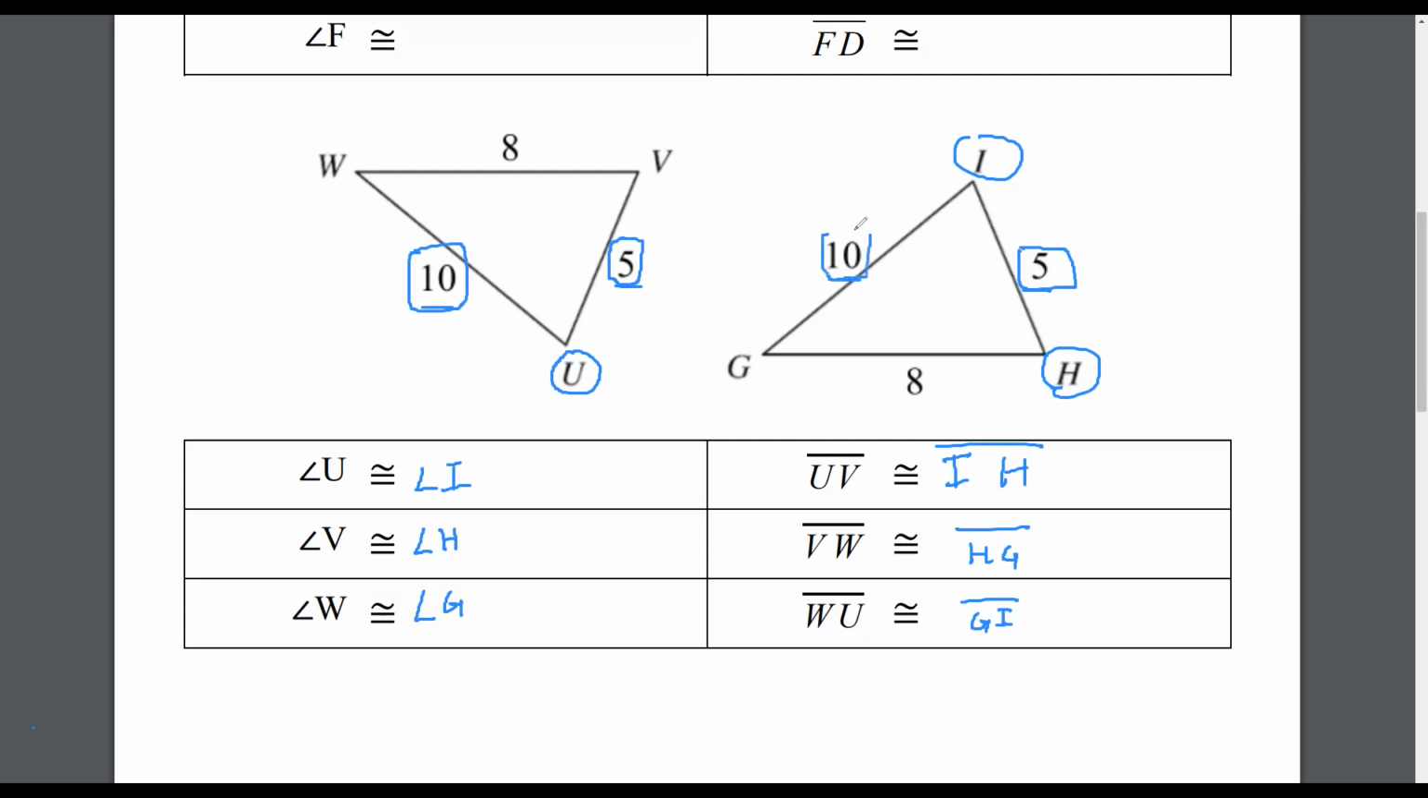So I, also between the 10 and the 5, is what corresponds to U, right? Got to make sure you line up the points as well, or else it's not worth it.